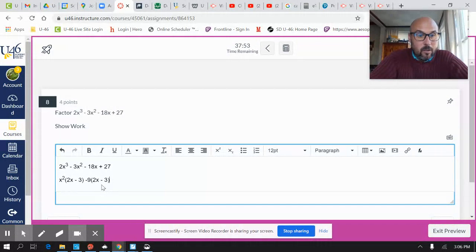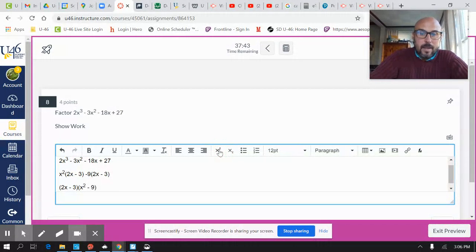Now these 2 binomials are the same. 2x minus 3 is in both groupings. And what's left over? X squared minus 9. But this x squared minus 9 is a difference of squares. Difference of squares, they pop up everywhere. That factors into x minus 3 times x plus 3. So this, my friends, is the final answer. These 3 factors.